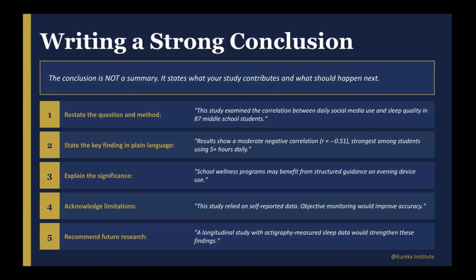Then explain the significance of your findings. For example, school wellness programs may benefit from structured guidance on evening device use. Fourth, acknowledge limitations, such as the study relied on self-reported data, so it may not be objective, and that objective monitoring would improve accuracy. And finally, you can suggest future research that you might do. For example, a longitudinal study with actigraphy measured sleep data would strengthen these findings.